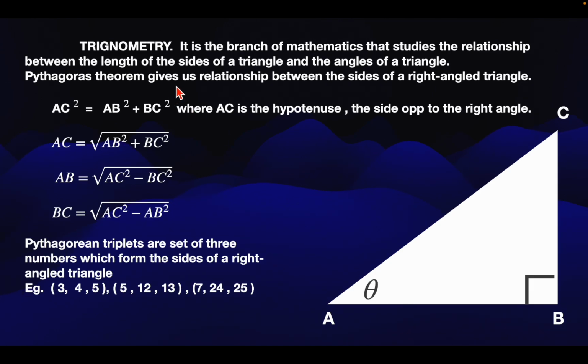Trigonometry is the branch of mathematics that studies the relationship between the length of the sides of a triangle and the angles of a triangle. So you know what a triangle is. It will have 3 sides and 3 angles. So there is a specific relationship between these angles and these sides, and that study is called trigonometry.